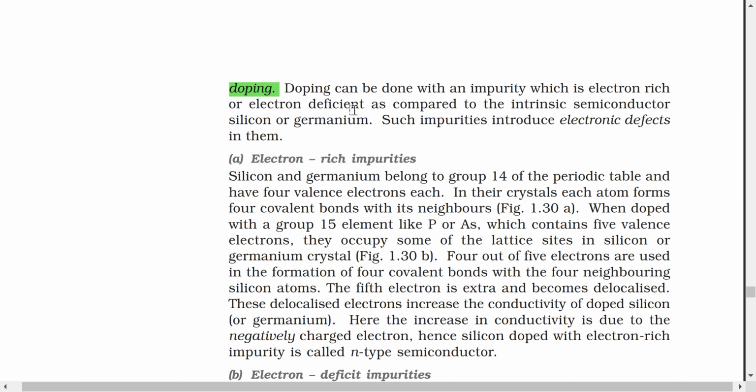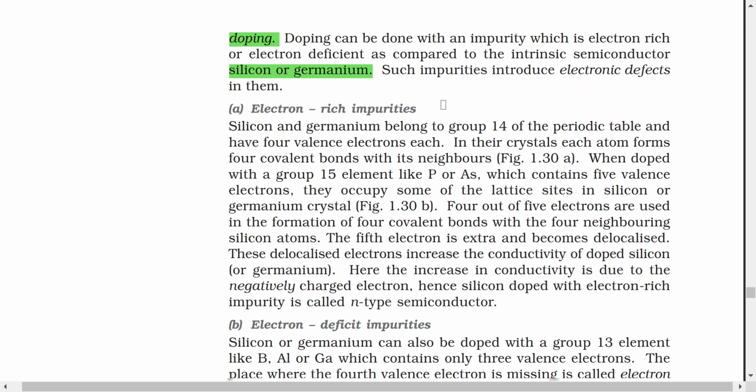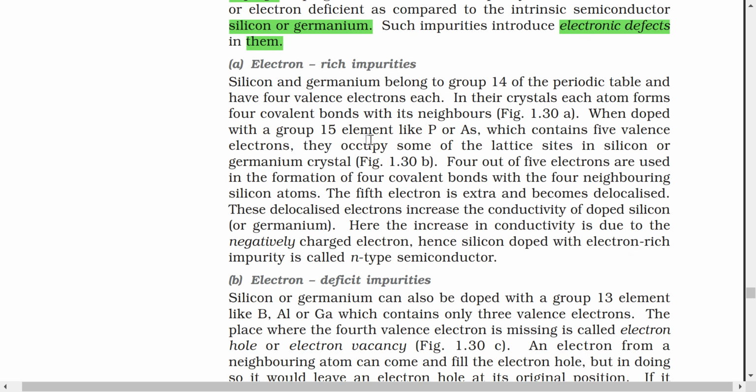Doping can be done with an impurity which is electron rich or electron deficient as compared to the intrinsic semiconductor, silicon or germanium. Such impurities introduce electronic defects in them. Obviously, when impurity comes, defect will also come, but this is something we do to increase the conductivity. Electron rich impurities: silicon and germanium belong to group 14 of the periodic table, have 4 valence electrons each.